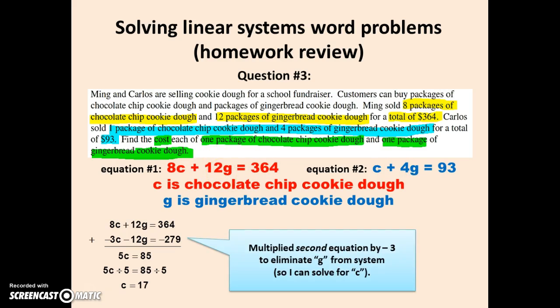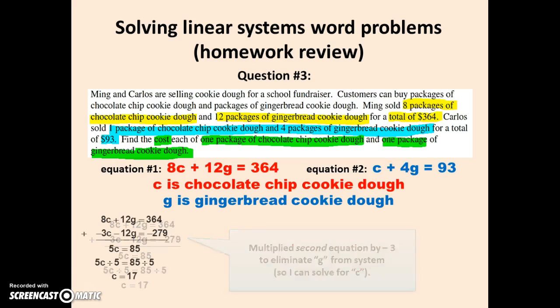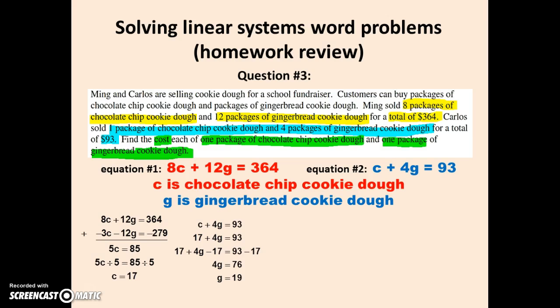Okay, so once again, I eliminated the G's so I can solve for C by multiplying the second equation by -3. Notice I left the first equation alone. Okay, so we can finish the problem now. We substitute in C is 17. We can see we substituted it in there, and then we solved for G. So G turned out to be 19.